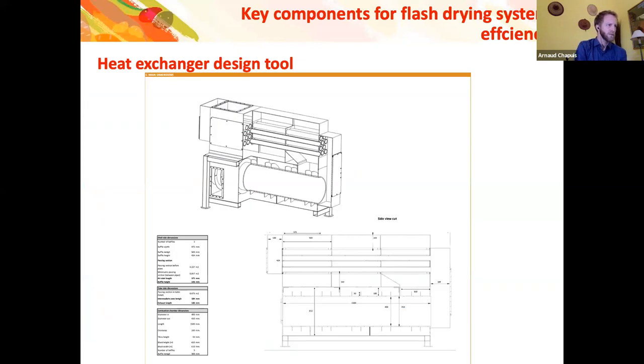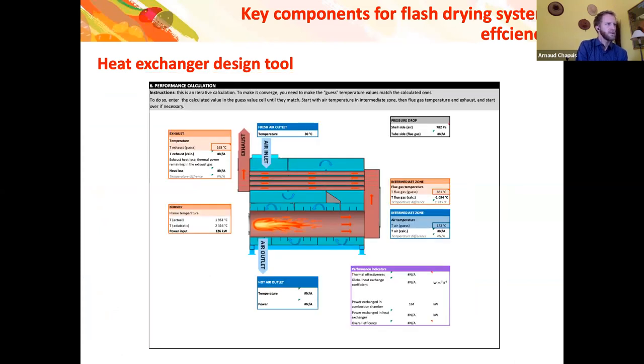So you also have in the Excel file a diagram that will show you where those main important design dimensions are, and in the end you will also have a performance calculation sheet that will show you the main performance of the heat exchanger.